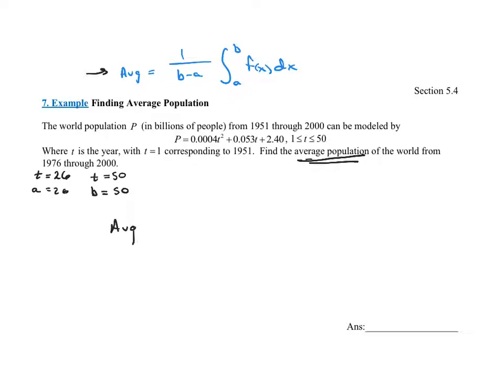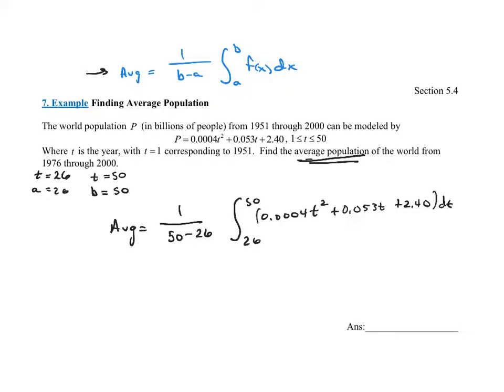To find the average, we're going to do 1 over the upper one, which is 50, minus the lower one, which was 26, times the integral from 26 to 50 of this function, 0.0004 t squared plus 0.053 t plus 2.4, all of that with respect to t. Okay, that looks pretty nasty, but let's go ahead and do it. We can do this together. You're definitely going to want a calculator on this one. You're going to get some nasty decimals. We're just going to approximate it the best that we can.